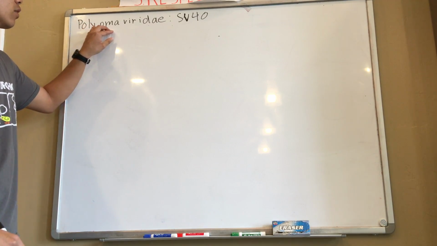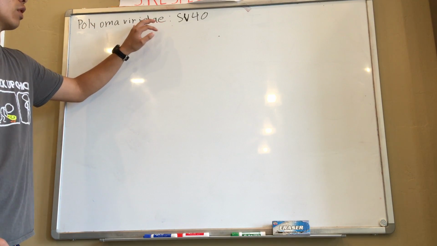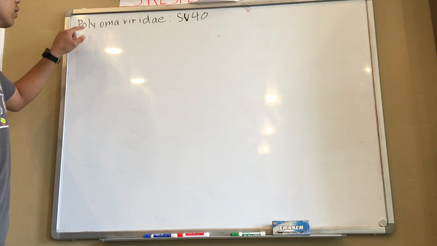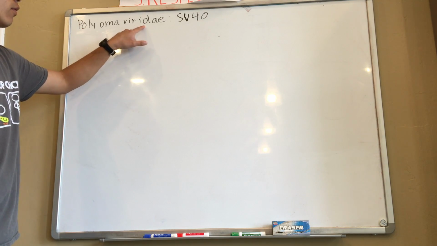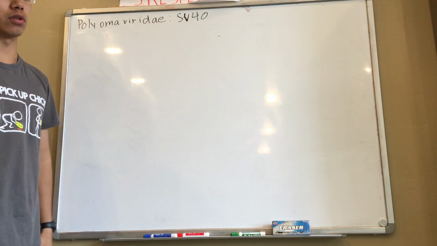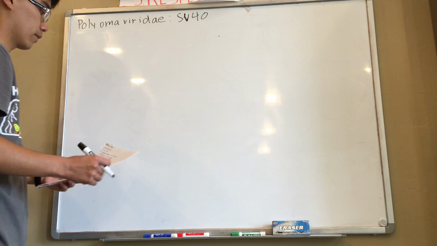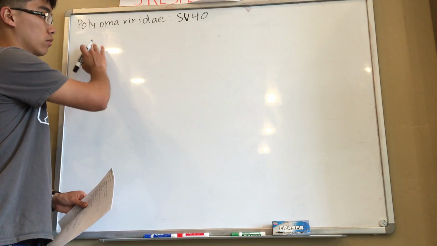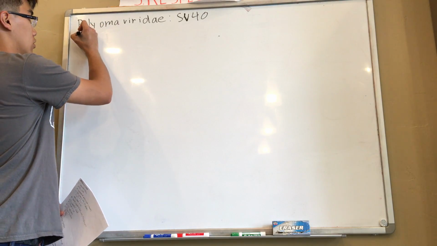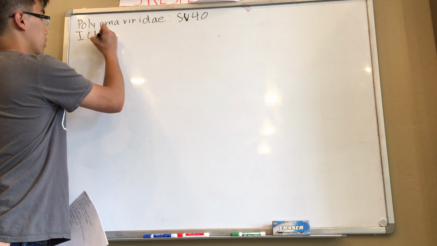But they also found Polyomaviridae when trying to isolate all the different viruses, and they found that this specific family of viruses has a tendency to produce tumors in different types of tissues. So poly from many tumors in many different tissue types. Some characteristics.